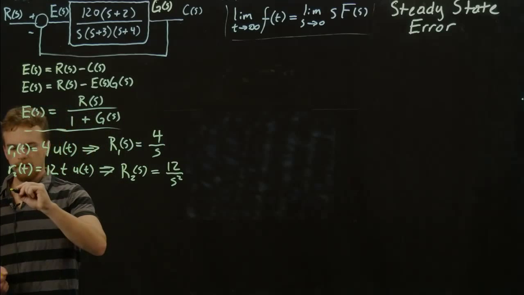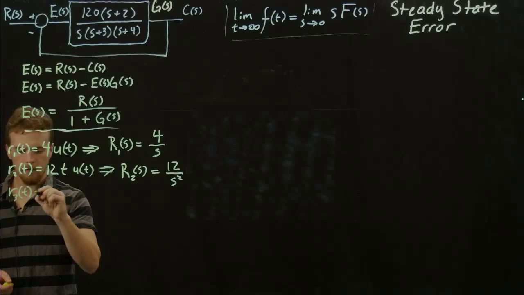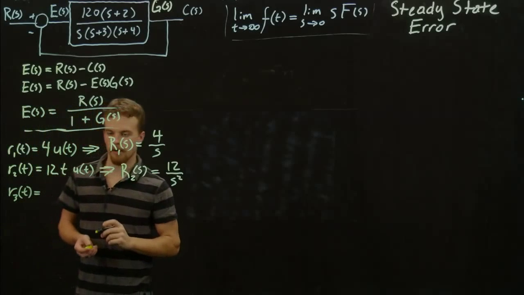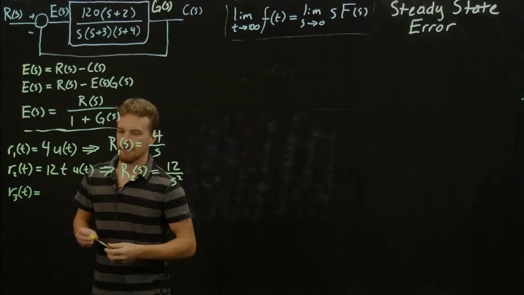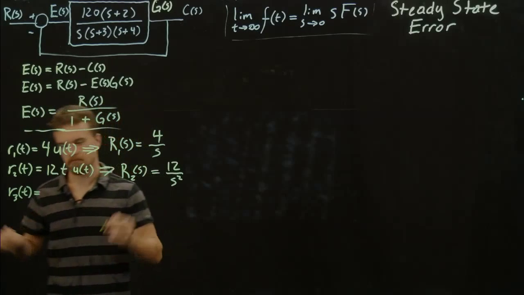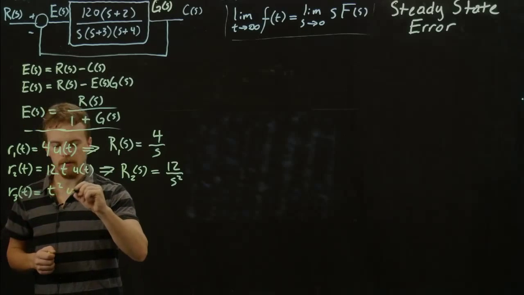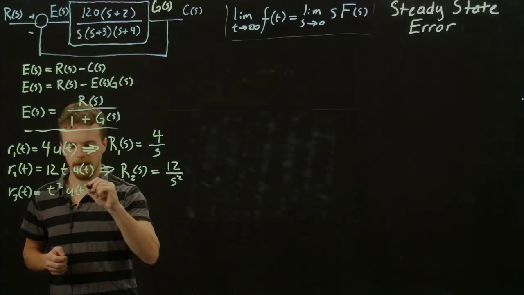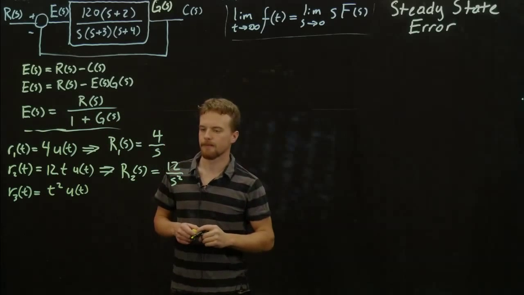Let's make our third input R3. Let's increase the order again, so we'd want to see a t squared in our input. Let's just call it t squared u of t, which is just a parabola starting at t equals 0.